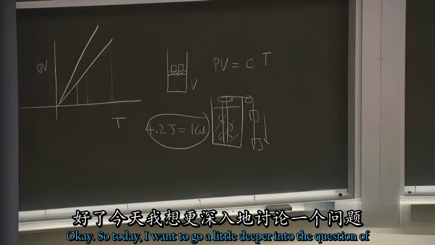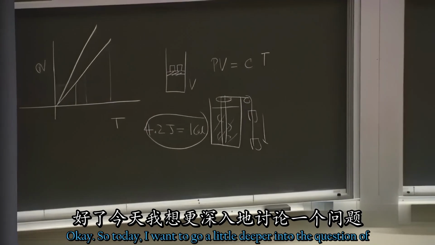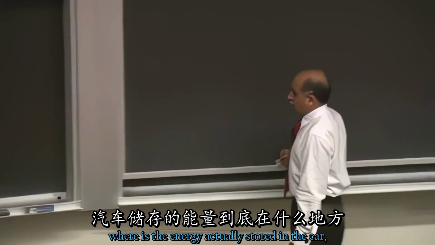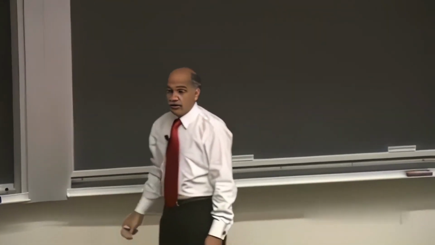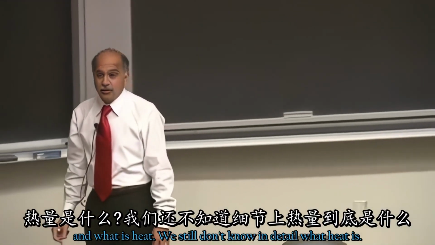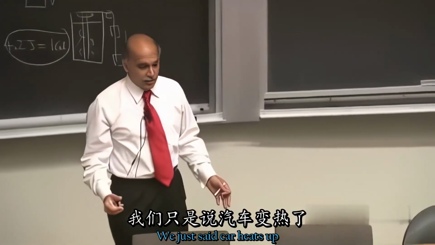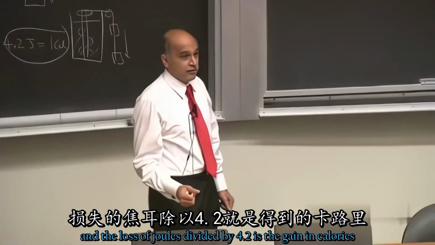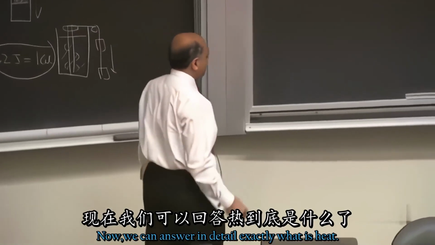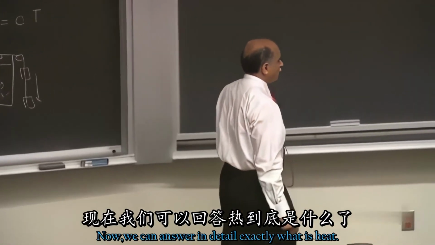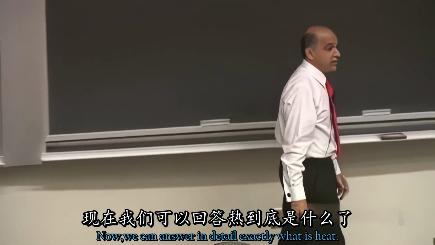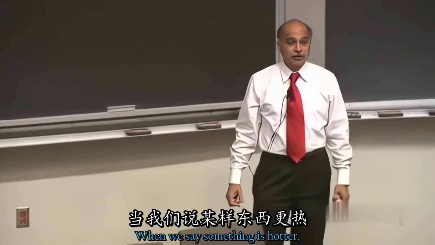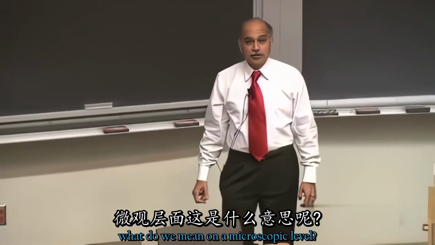Okay, so today I want to go a little deeper into the question of where the energy is actually stored in the car. I mean, what is heat? We still don't know in detail what heat is. We just said the car heats up and the loss of joules divided by 4.2 is the gain in calories. Now we can answer in detail exactly what is heat. That's what we're going to talk about today. When we say something is hotter, what do we mean at a microscopic level?